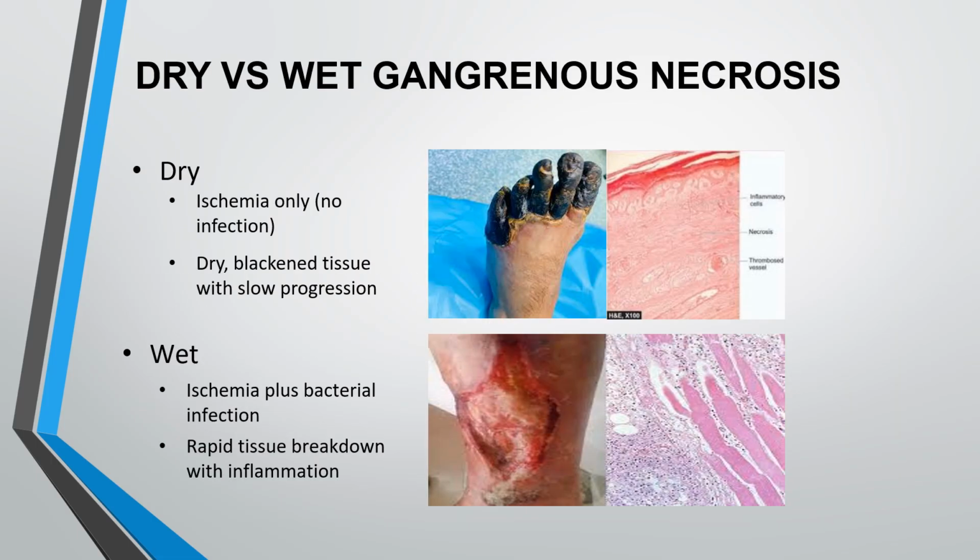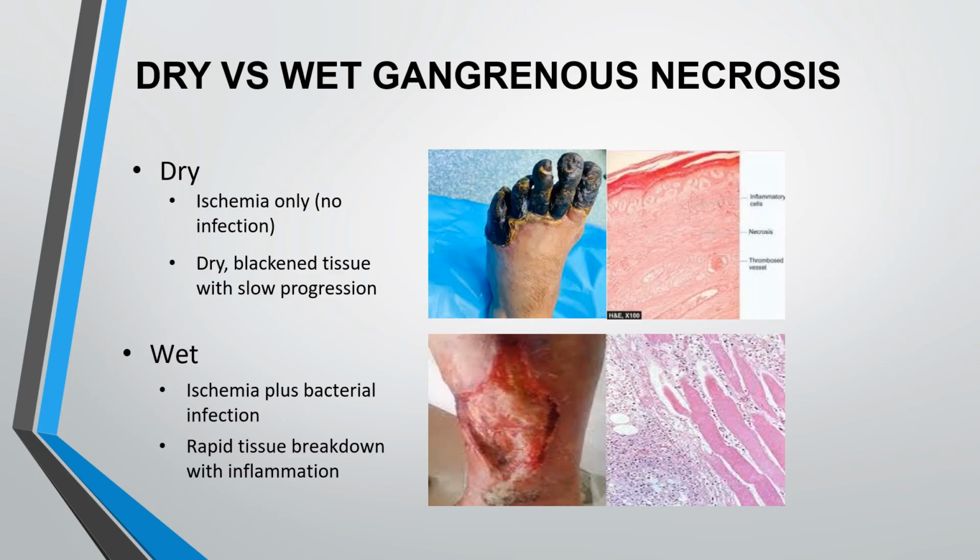This slide is all about contrast. Let's start with dry gangrene. It's caused by ischemia only. Tissues become dry, blackened, and mummified. Progression is slow. There's minimal inflammation. Think of dry gangrene like a plant that wasn't watered. It shrivels, darkens, and stops changing much.